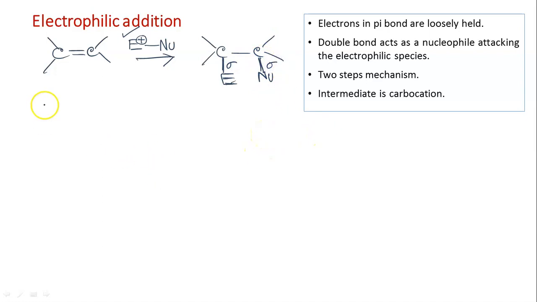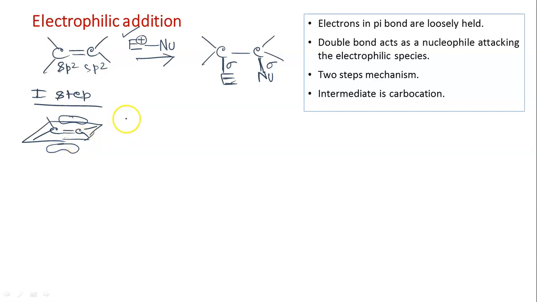Now we will see what is the mechanism. First step. In the first step, we will write the alkene in a plane, because both the carbons are sp2, so it is planar. Now the pi electrons will be above and below this plane. Now we are adding our E plus. So there will be formation of some pi complex with the electrophile.